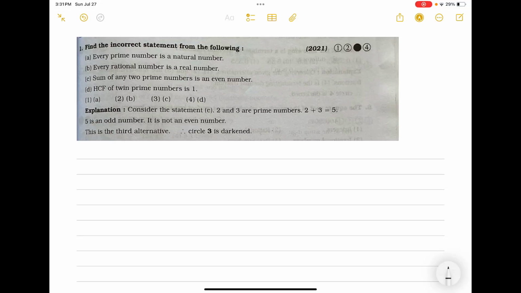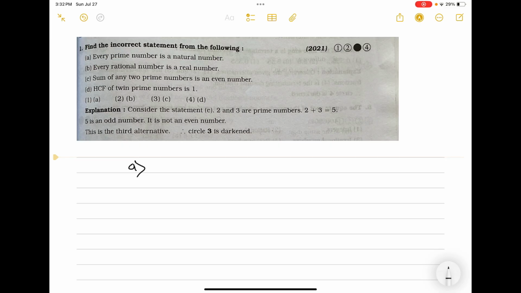Question 1. Find the incorrect statement from the following. Option A. Every prime number is a natural number. Option B. Every rational number is a real number. Option C. Sum of two prime numbers is an even number. Option D. HCF of twin prime numbers is 1. So, A.